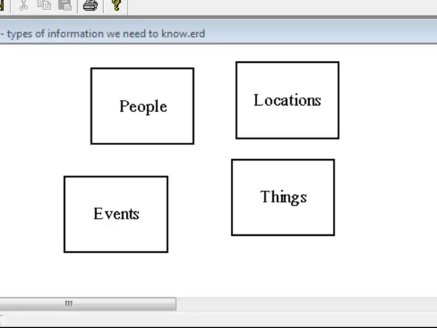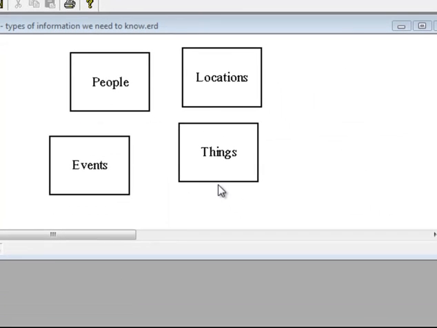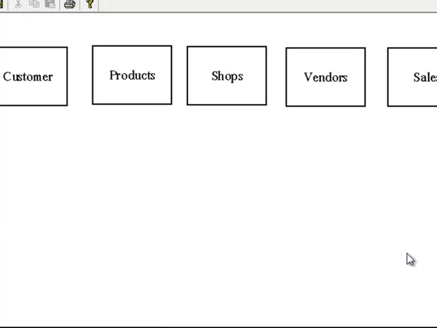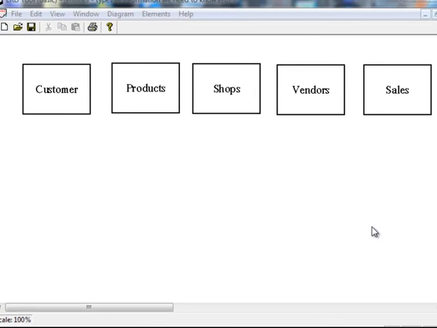The next thing we need to do is identify the relationships between them. As we saw earlier, there are relationships, and what we need to do is get specific. So we need to change these into specific entities for our specific model that we're going to try to take a database approach to. So as we get specific, we find that we need the customer, product, shop, vendors and sales.